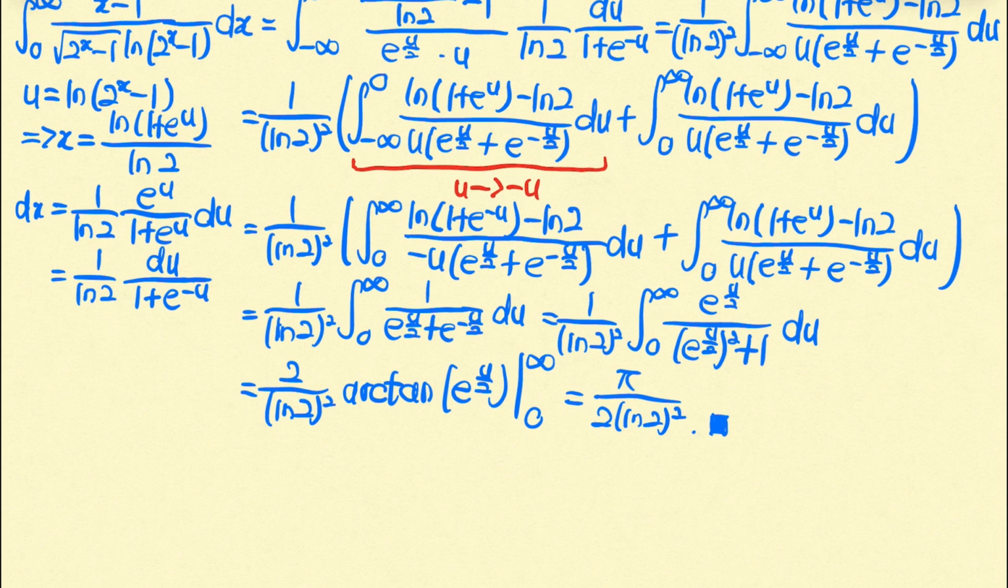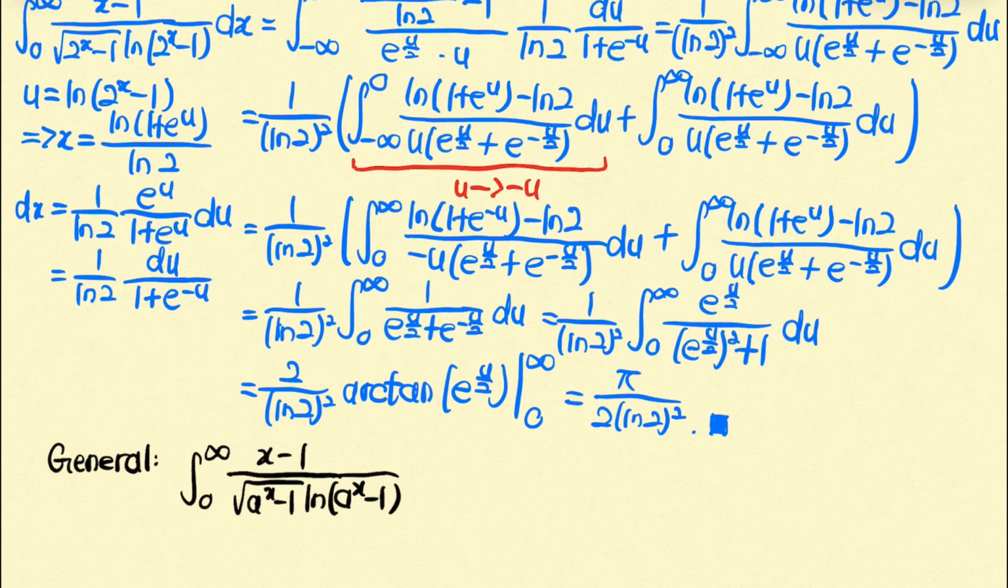So actually, a much more general form would be that if we have the integral from 0 to infinity of (x minus 1) over square root of (a^x minus 1) times the natural log of (a^x minus 1) dx, it will be the same thing as (pi over 2 natural log of a) squared, where a here is a real number that is greater than 1. So you can try this on your own. The method is similar to what we have just discussed before.